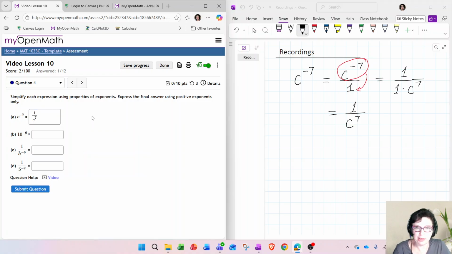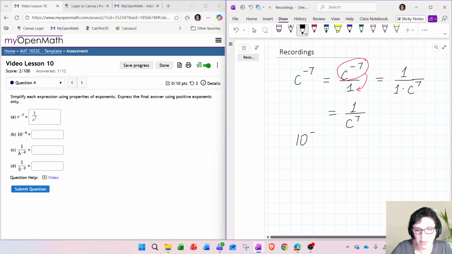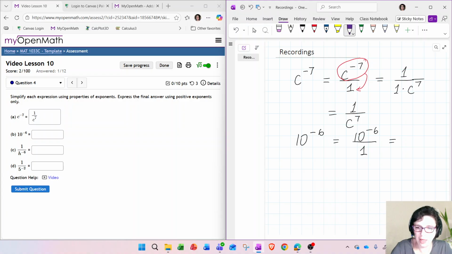Okay, now let's take a look at the next question. This one says 10 to the power negative 6. Okay, so what do you do? Again, you're gonna go ahead and rewrite it as a fraction divided by 1, and then you're gonna take it and move it to the bottom. And when you move it to the bottom, the negative in the power disappears. Poof! Okay, not there anymore.